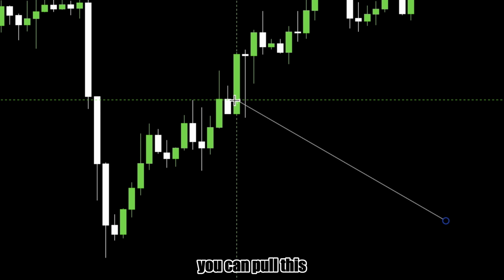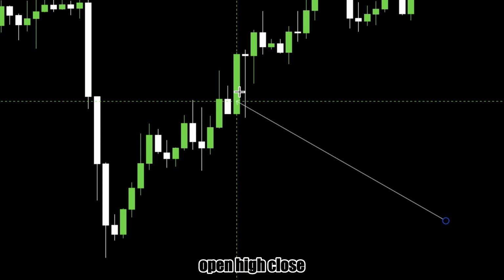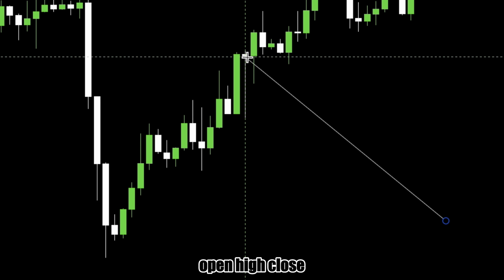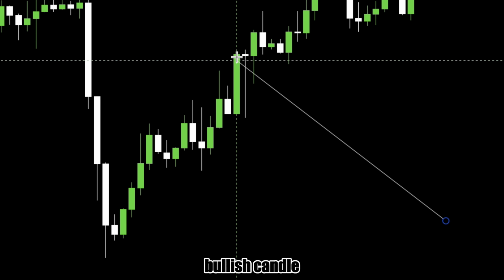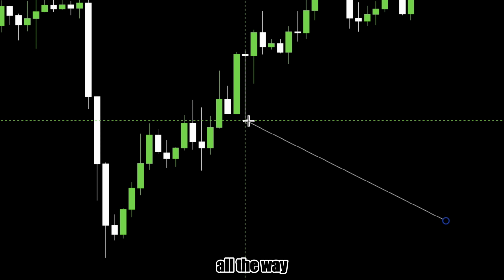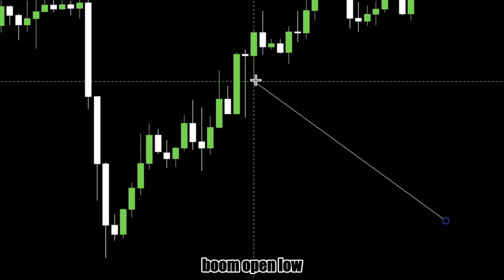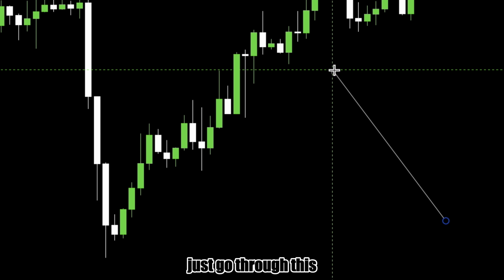I'm on a Forex pair. You can pull this up on a metal. You can pull this up on a stock. You can pull this up on crypto. It's going to be the same thing. Open, high, close. No low there. That's just a massive bullish candle. What happened? It immediately opened up, went all the way down, worked its way back up, and closed. Boom. Open, low, high, close.